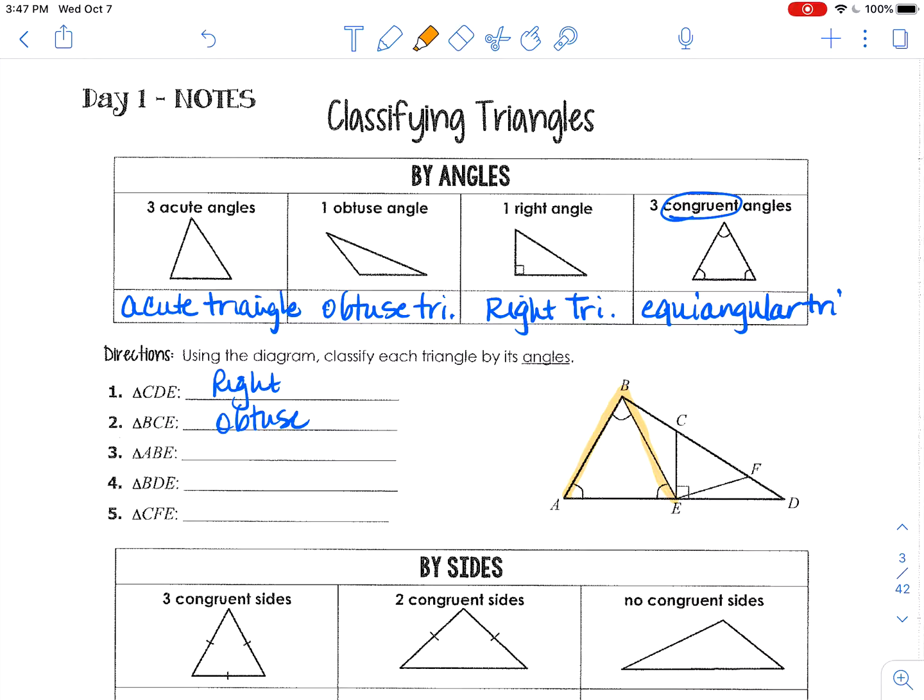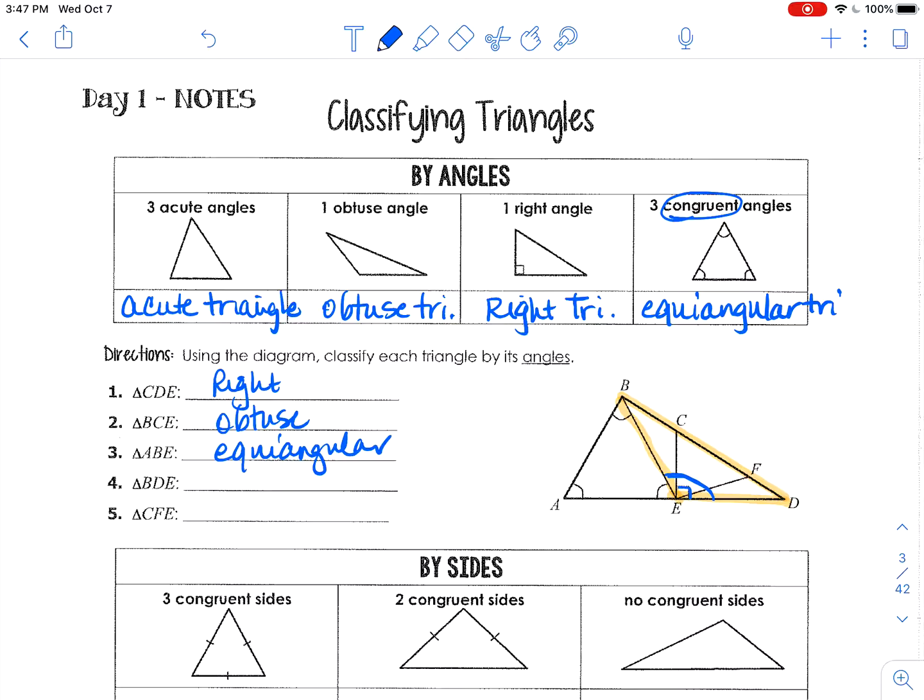Triangle ABE is the next one we're going to look at. A to B to E has three angles, and these markings indicate that these are congruent. With three congruent angles, we have an equiangular triangle. All right, next up is BDE. So starting with B, go to D, and to E.